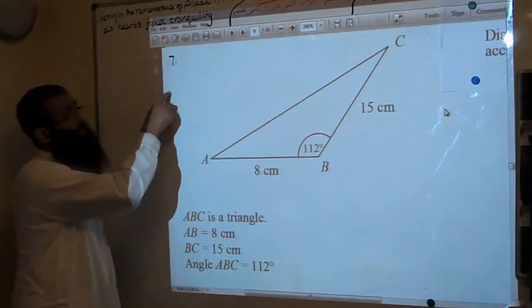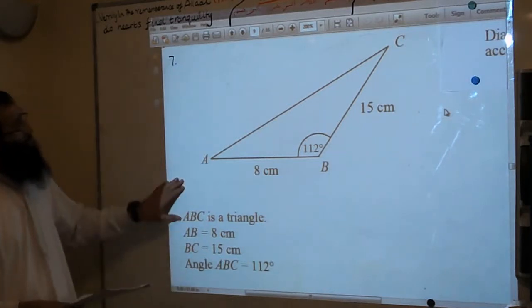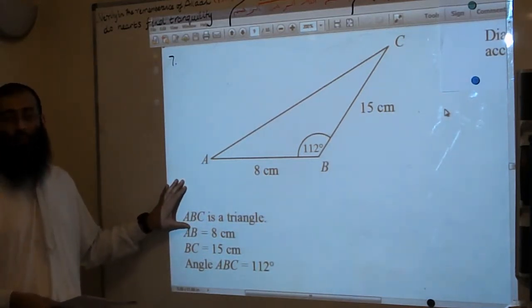Bismillah. Okay, question number 7. Here's the examination question. I'm going to read after the original one. So we have here a non-right angle triangle, okay? The key word is non-right angle triangle.